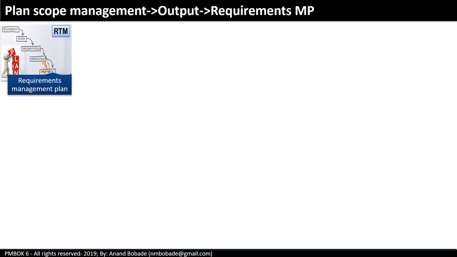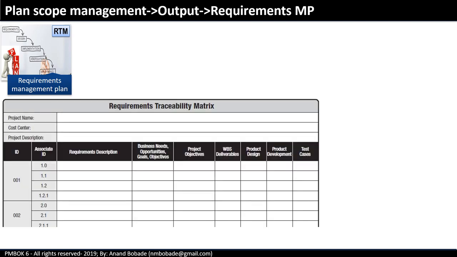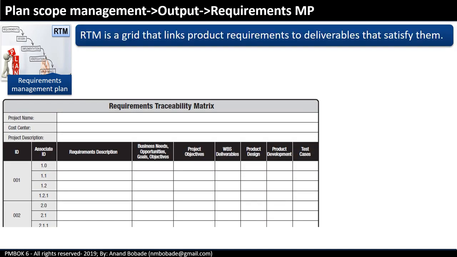Now, what is RTM? RTM, a requirement traceability matrix, is a grid that links the product requirements to the deliverables that satisfy them. The requirements description will be linked to business needs and project objectives. It may also contain the name of the stakeholder who gave that requirement.